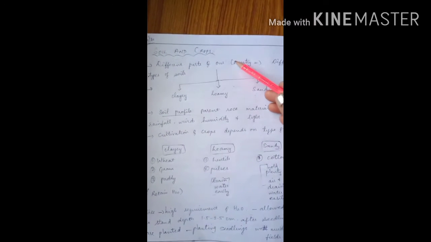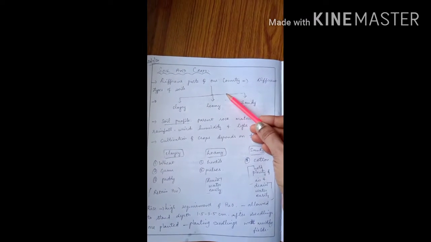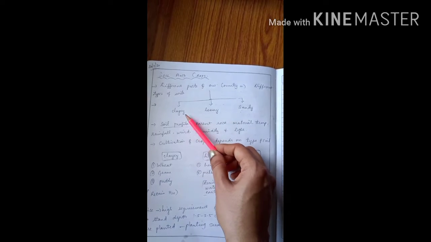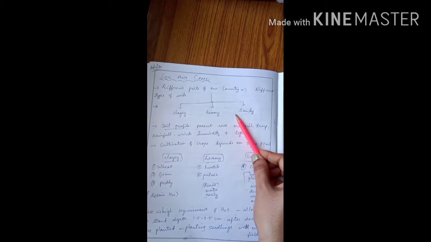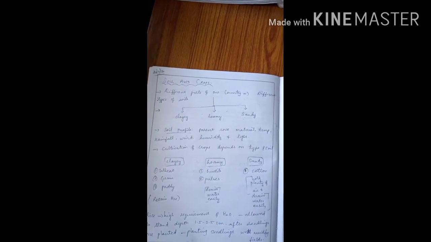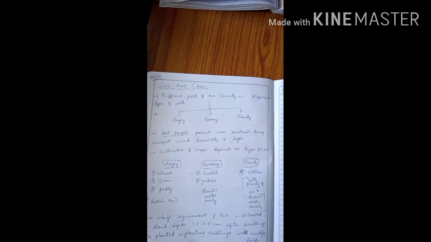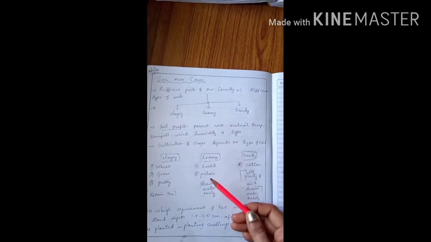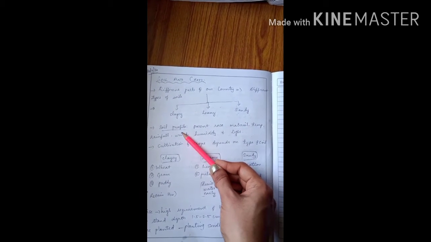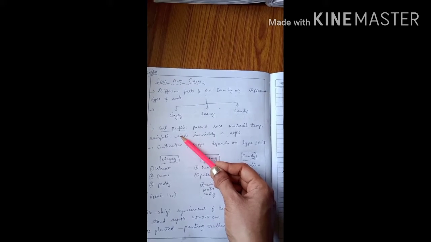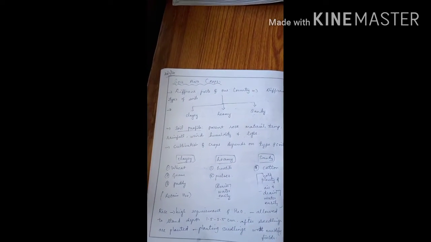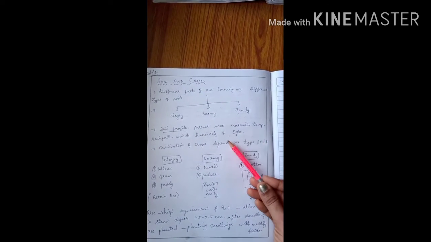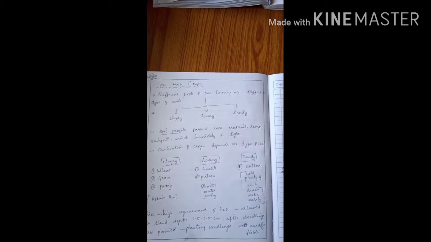Next one, soil and crops. Different parts of our country have different types of soil. Already we know about different types of soil as clayey soil, loamy soil and sandy soil. Now we are going to see what crops are grown in clayey, loamy or sandy soil. First, the soil profile. Already we know that the arrangement of horizons is called a soil profile. The soil profile depends upon parent rock material, temperature, rainfall, wind, humidity and light.